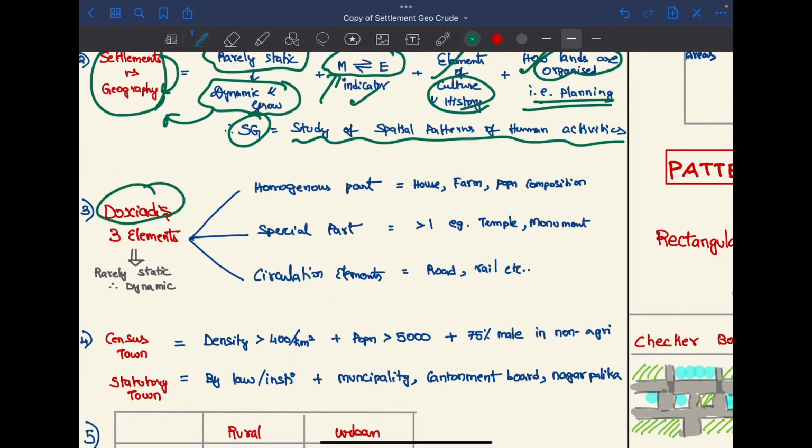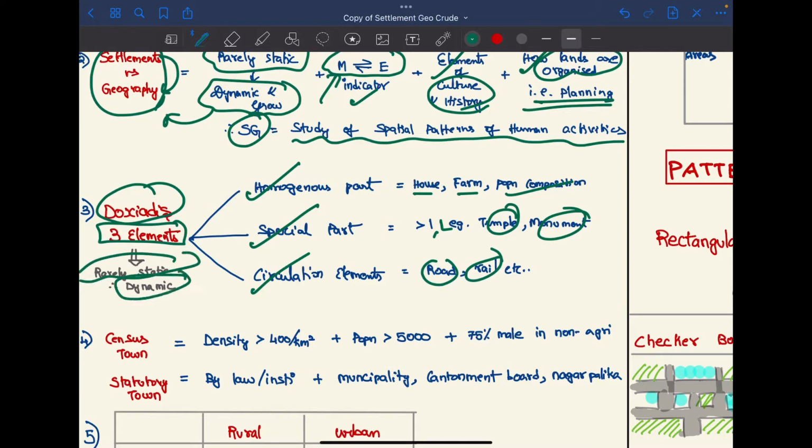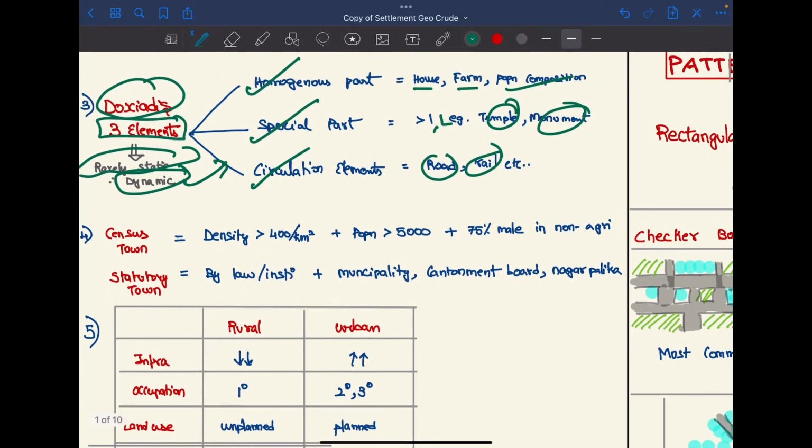Now, Doxiadis gave three elements of a settlement, which are the homogeneous parts like house, farm, or population composition, the special part like a temple or monument, which is generally one or two only, and the circulation elements, which are transport like road and rail. So, these elements are very rarely static, therefore, they are dynamic and they keep on changing. Next, we have types of settlements.